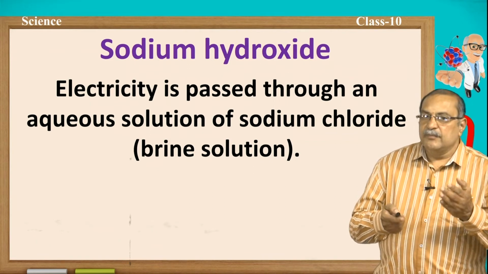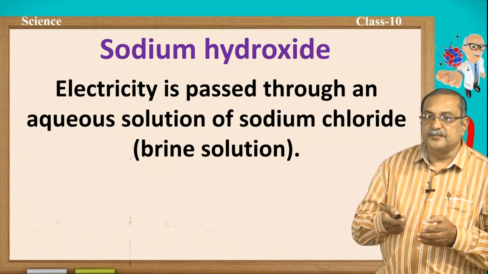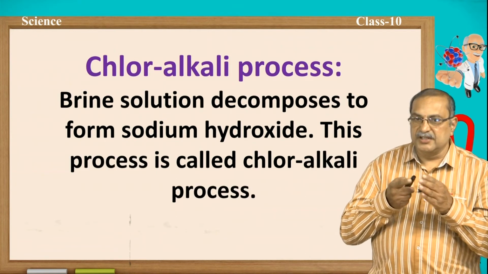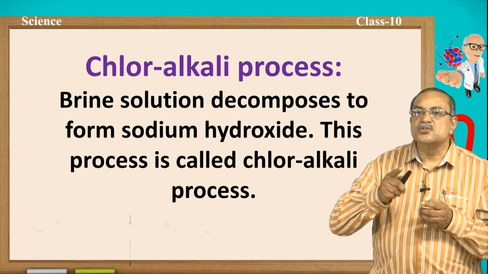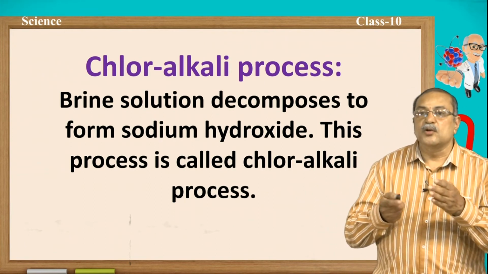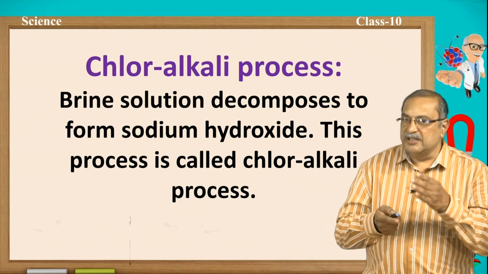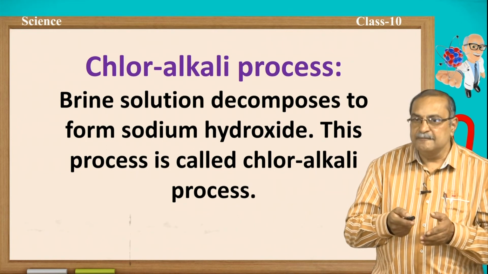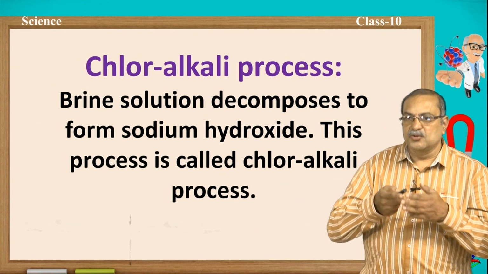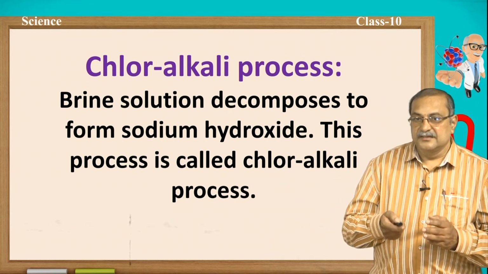By passing electricity through an aqueous solution of sodium chloride, that is brine solution, the brine decomposes to form sodium hydroxide, NaOH. This process is called the chloralkali process. Why do we call it chloralkali? Chlorine is obtained from sodium chloride and the alkali is sodium hydroxide. These two combine, that is the chloralkali process. This is very important.